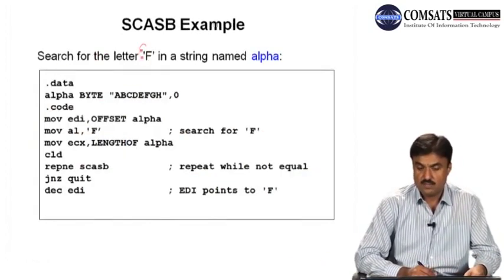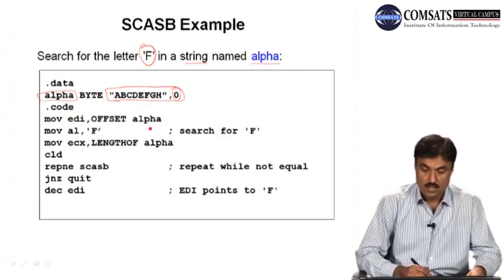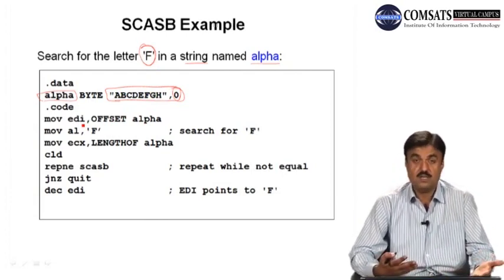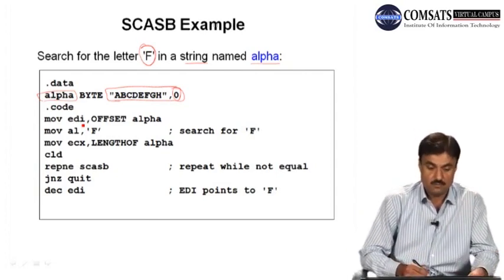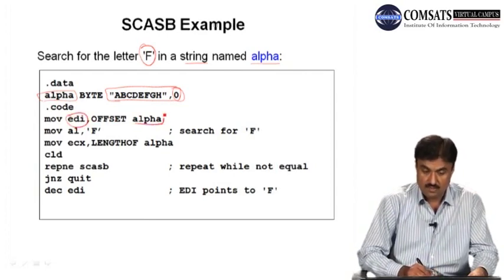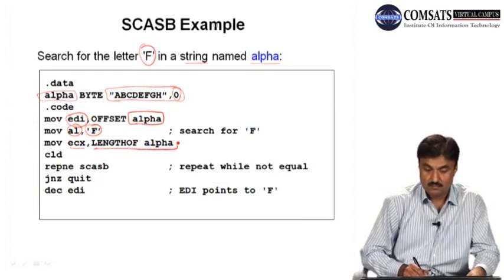For example, if we want to search for the letter F in a string alpha, alpha is a string here, of type byte. So how long can we search? We know that this is a null terminated string, and it will search until we either search the complete one, or until the first match or first non-match. So here you can see we assign EDI the offset of alpha. AL has the value F. ECX is the length of alpha.